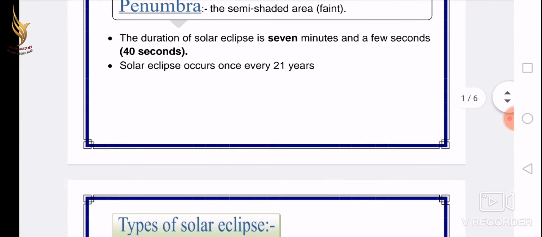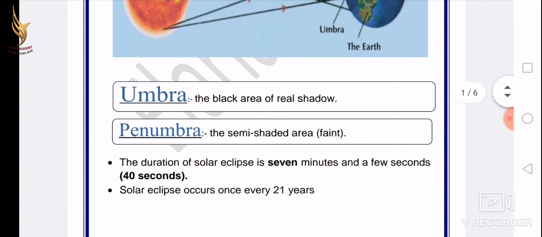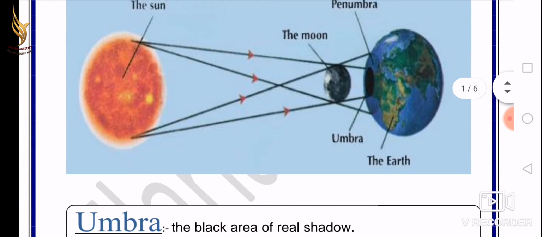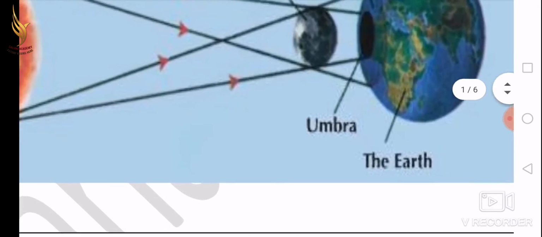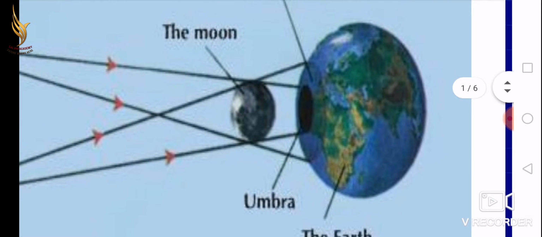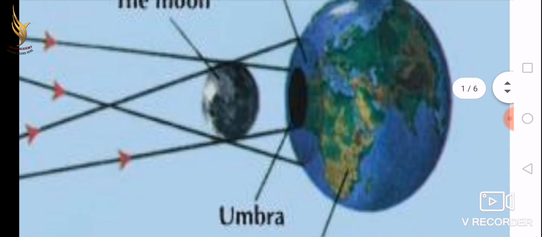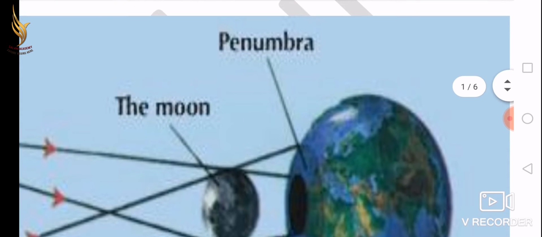First, we should know that there are two shadows of the moon formed on the earth. The dark or the black shadow, look at this picture. There are two shadows of the moon formed. The dark shadow is known as umbra, while the faint shadow is known as penumbra.